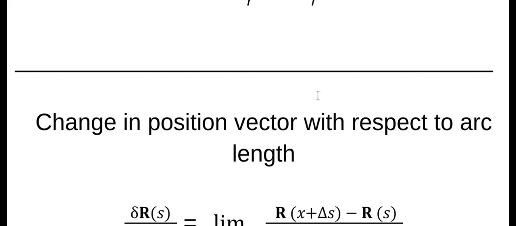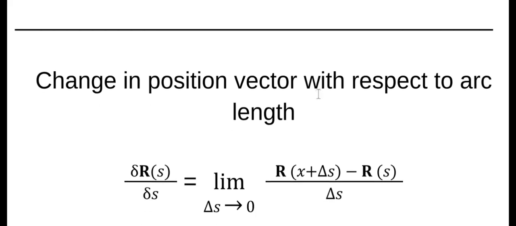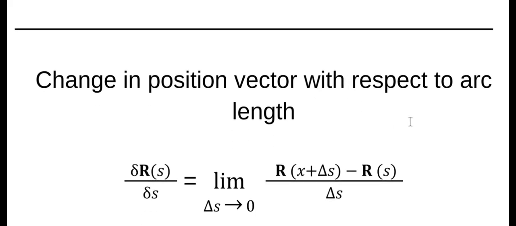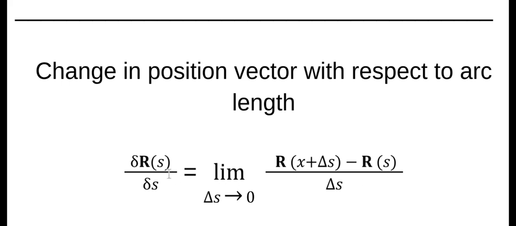So we want to look at the change in a position vector with respect to arc length. It is basically the exact same definition, except instead of adding delta x's to the definition of a derivative, you're adding small changes in arc length. So the position vector is a function of arc length. Let's go look at that.